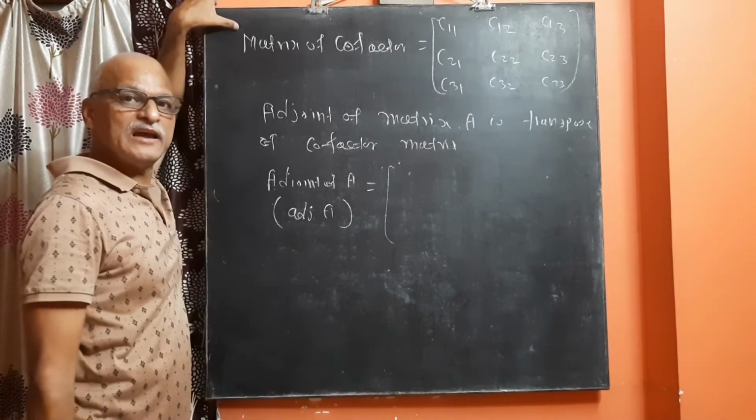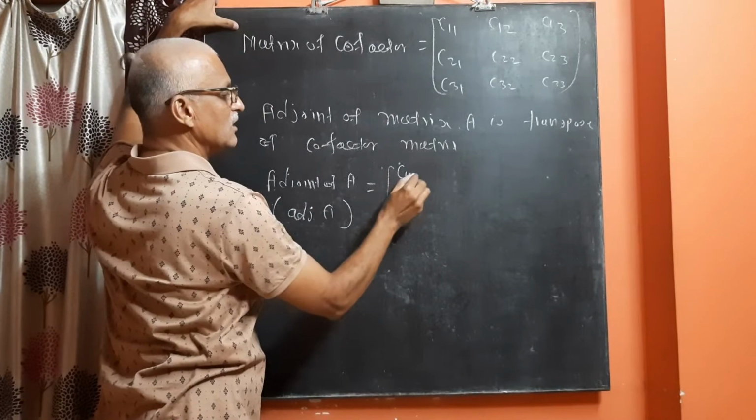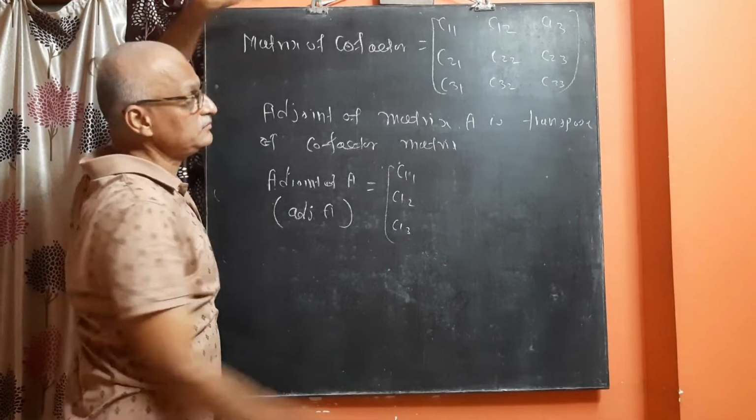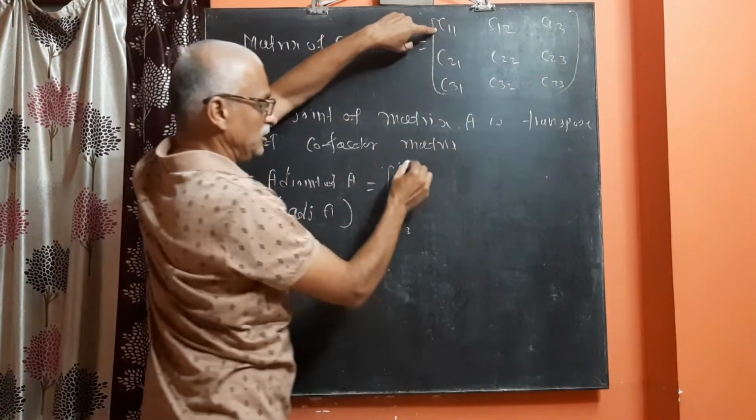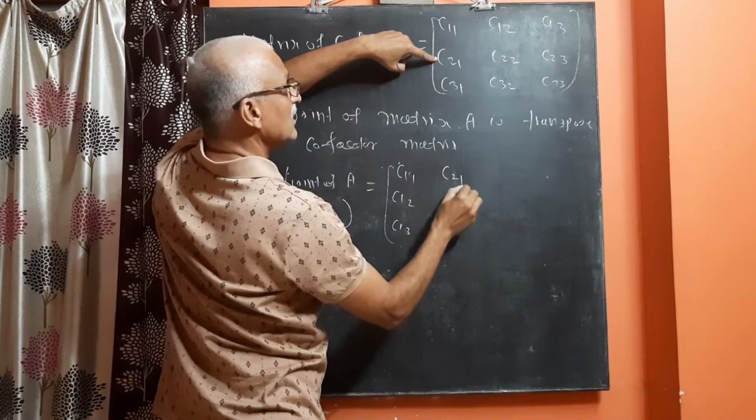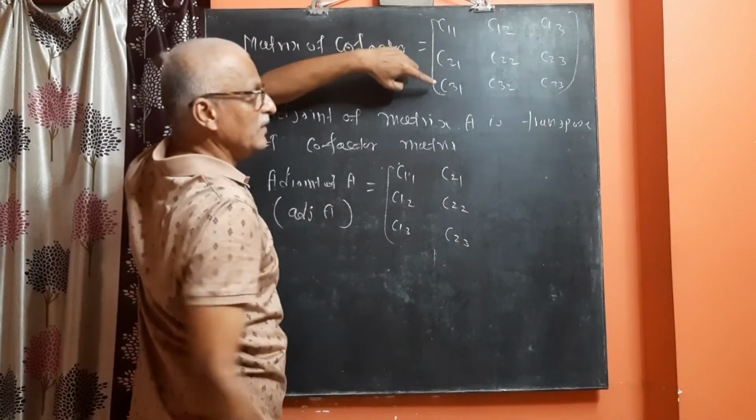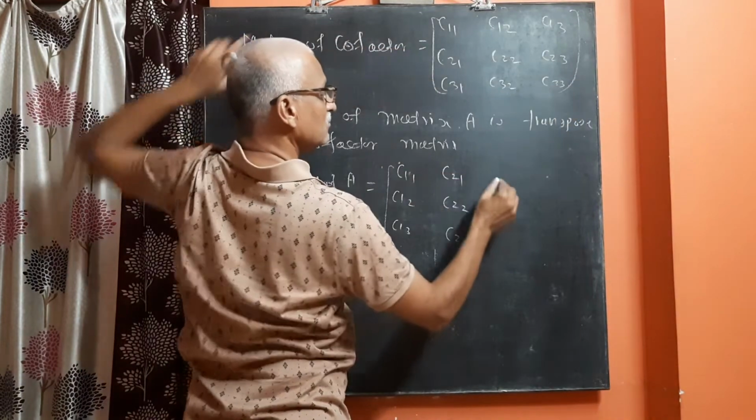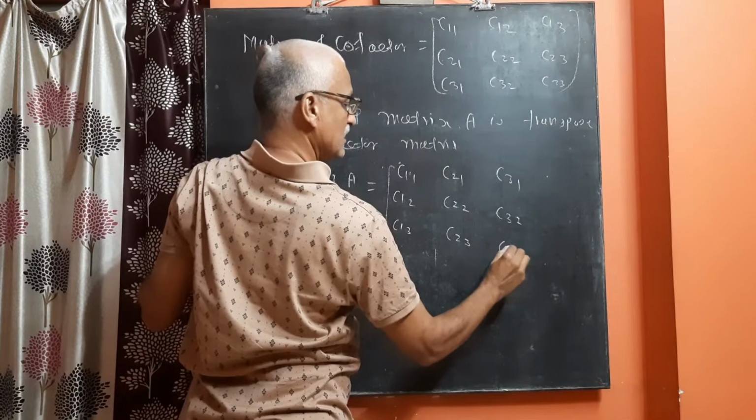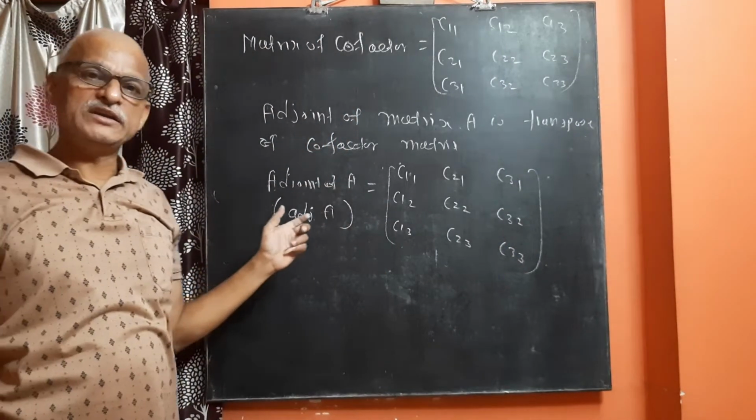Now what is transpose? The first row gets converted into the first column. So C11, C12, C13: first row into first column. Second row into second column, that is C21, C22 and C23. Third row into third column, that is C31, C32 and C33. So that is the adjoint of the matrix A.